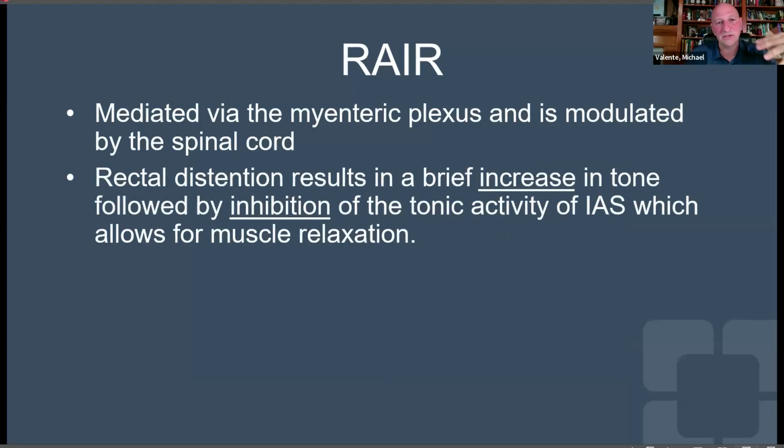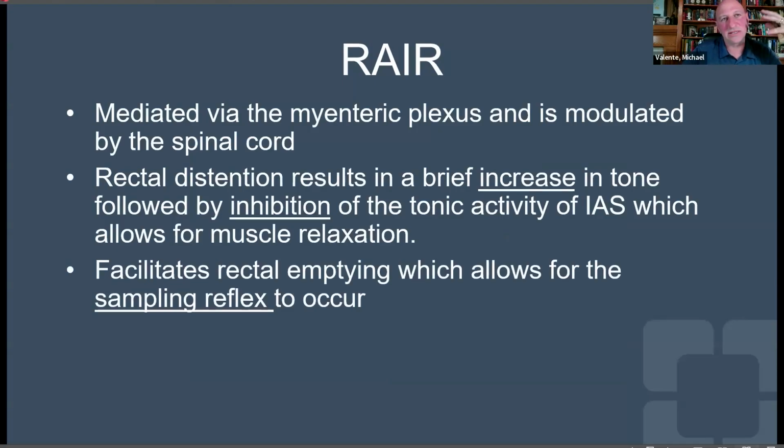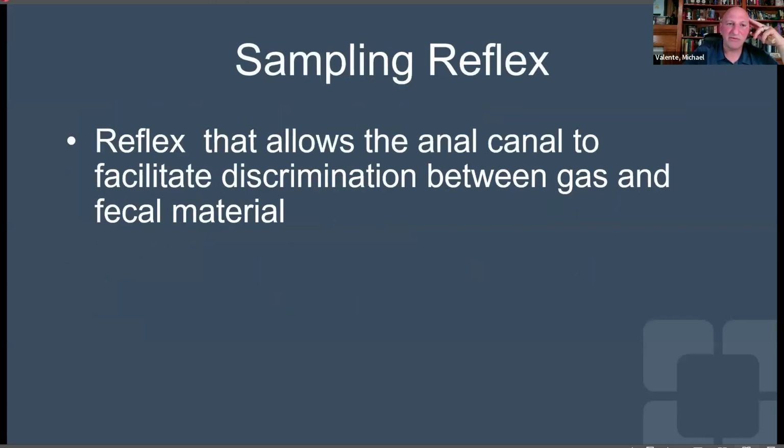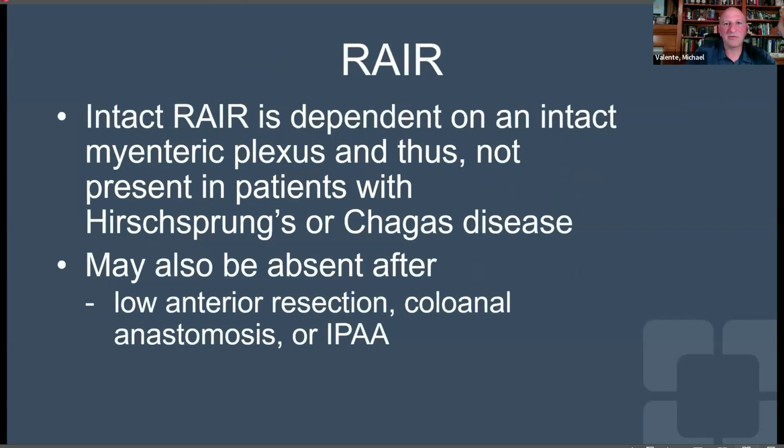So stool goes into the rectum. There's a little bit of an increase, and then all of a sudden the internal sphincter relaxes. And when it relaxes, it facilitates some of that stool or gas or whatever it may be to go into the anus, into the transitional zone actually, to have the sampling reflex. The sampling reflex allows the anal canal to discriminate between gas, liquid, and solid. An intact RAIR is dependent on an intact myenteric plexus.